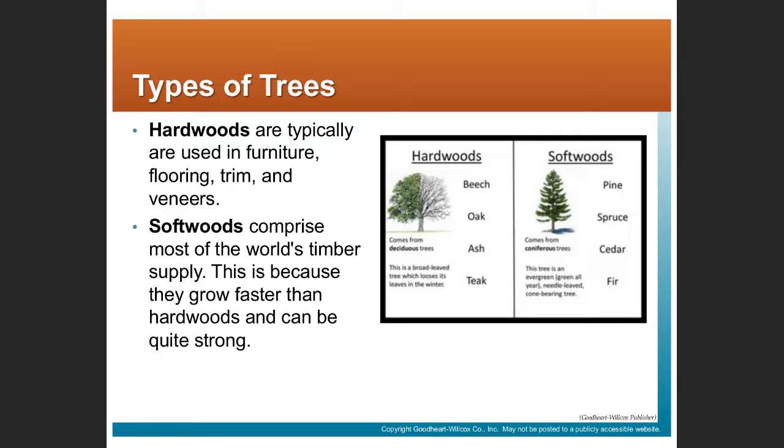Deciduous trees are generally hardwoods, right? It says in the little thing there, hardwoods come from deciduous trees. Right, hardwoods are typically used in furniture, flooring, trim, and veneers. So oak is a hardwood, maple, ash, teak. Right, we don't frame houses with oak or maple because it's too expensive and the wood is hard and difficult to work with.